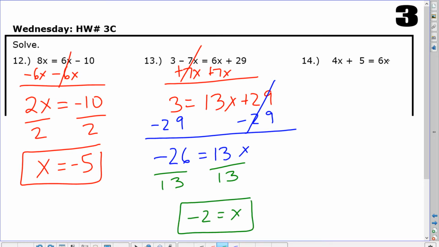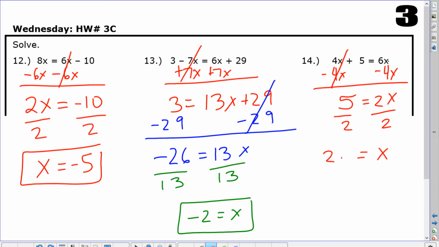Okay, remember, when there are 2 variable terms, they need to be together. But you can't take away a variable term if it's the only thing on that side. So I'm going to subtract 4x from both sides. Rewrite. Divide. And finish. You could also write a mixed number.